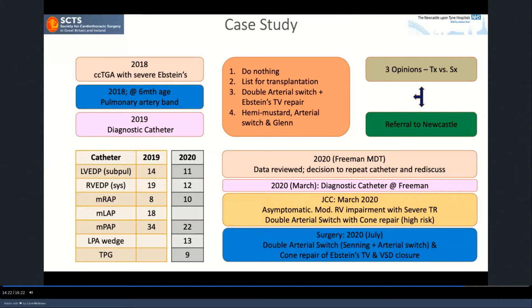So in July 2020, the child ended up having a double arterial switch with the cone repair of the Epstein's valve. The outcome was great. The child made a very good post-operative recovery and was transferred back to the local center to be discharged soon after. And since then, the child remains very well.